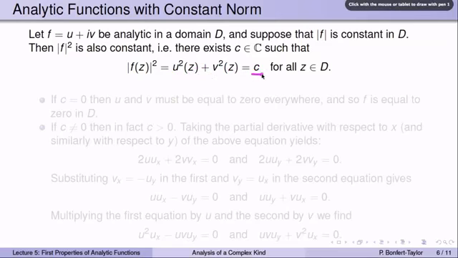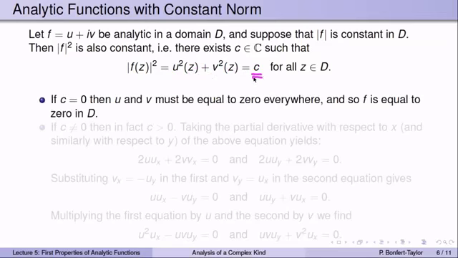Well, there are two choices. The c here can be equal to 0, or can not be equal to 0. If it is equal to 0, then this equation actually reads u squared plus v squared is equal to 0. But u and v are real valued functions. The sum of squares of two real numbers is equal to 0 if and only if these two real numbers are themselves equal to 0. So this would mean that f had to equal 0, and that's certainly constant. And so in this case, we're done with the proof because we have shown that f is constant, equal to 0, in fact.